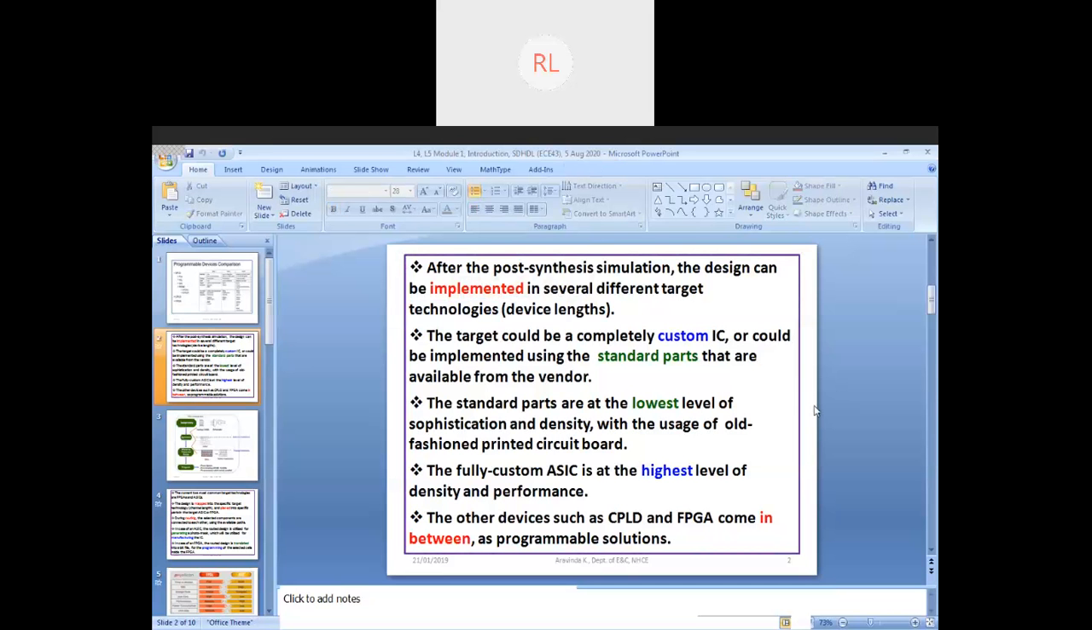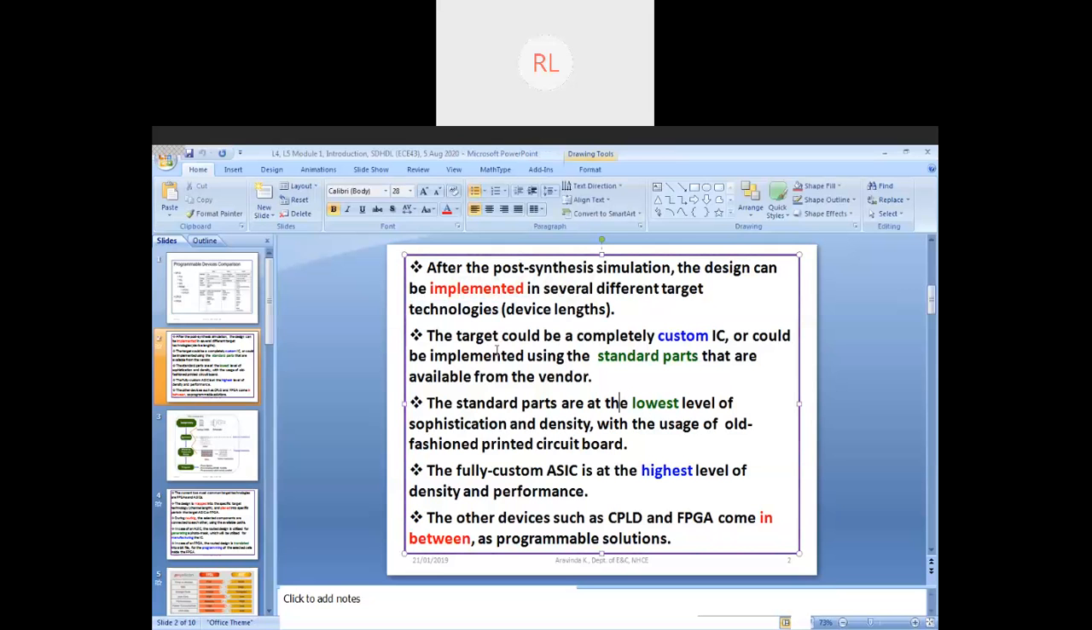Next, the target could be completely customizing. Now yesterday we discussed what is custom design, semi-custom design, and full custom design, right? So in a full custom design, what do you try to do? You try to build everything right from scratch, and then you try to have a completed product or a complete IC fabricated, right? So that's your full custom design.